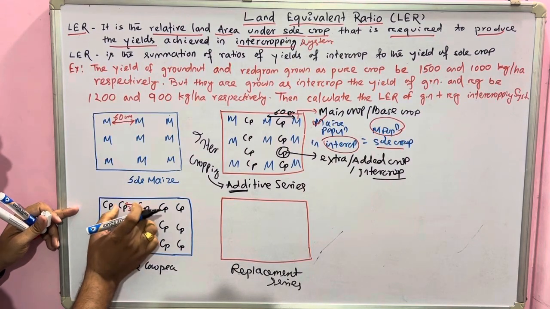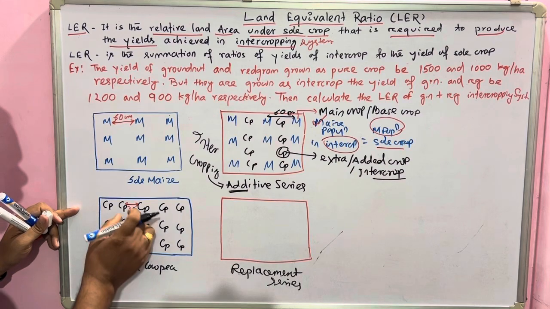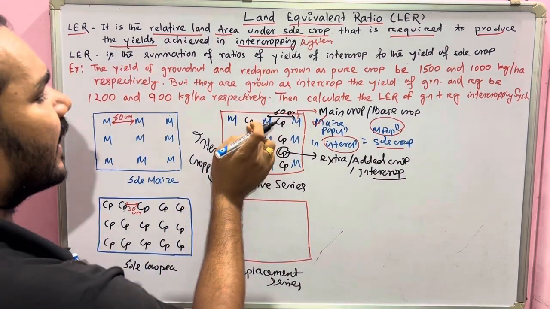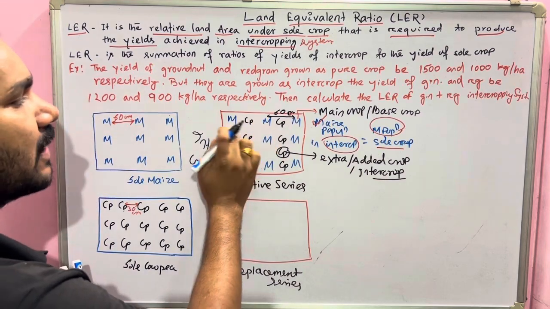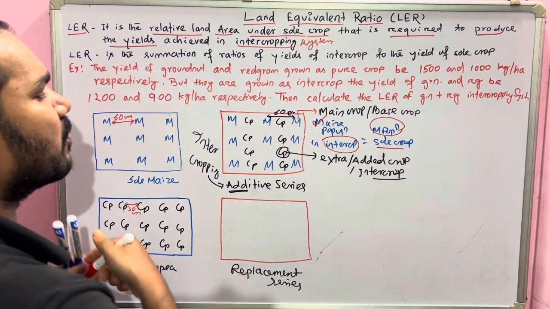Suppose you know that the cowpea row to row spacing is 30 centimeter. Row to row spacing is here 30 centimeter. But you can see here, suppose we are adding only one row of cowpea in between the maize plants, then what is the spacing between the cowpea?